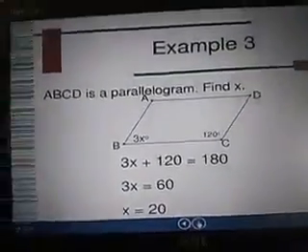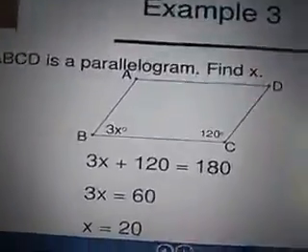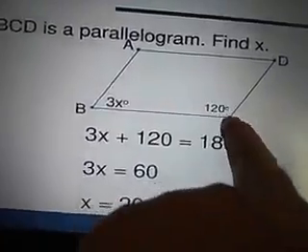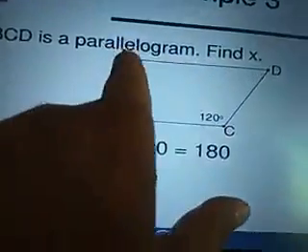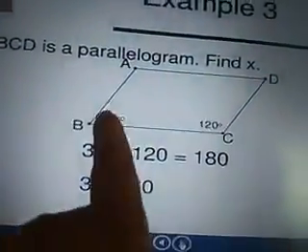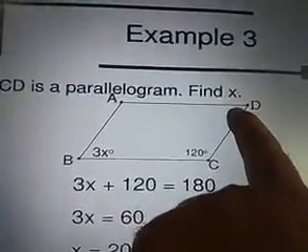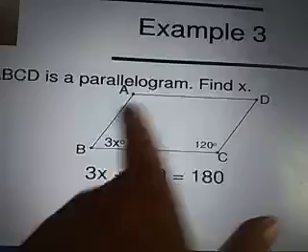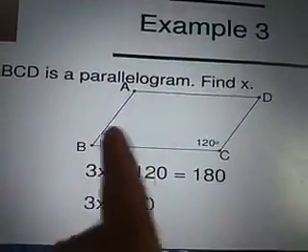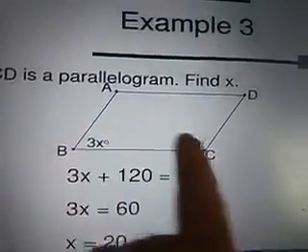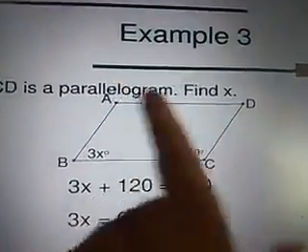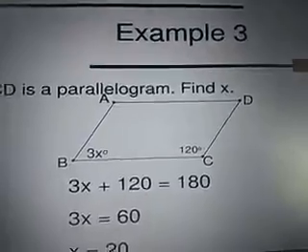Now it is given in this parallelogram. This angle is given. So if this is 120, this is also going to be 120. 120 and 120. This is 3x, then this is also 3x. This is a quadrilateral and the sum of all the angles of a quadrilateral is going to be 360. So 3x plus 120 plus 3x plus 120 is going to be 360.